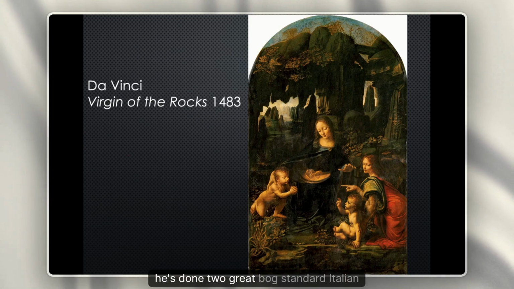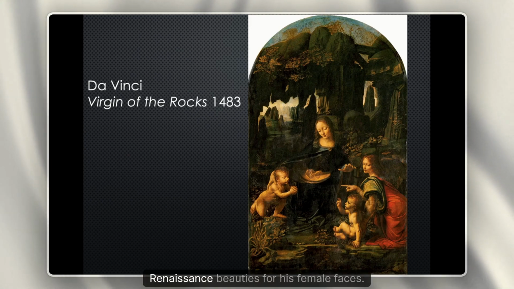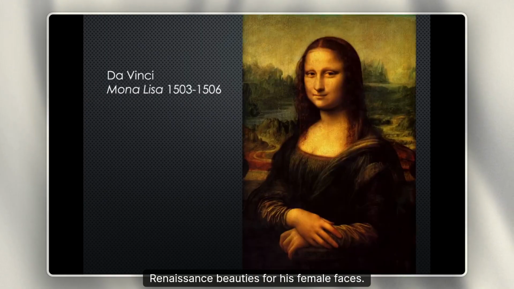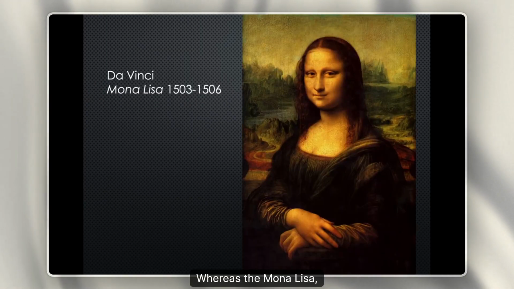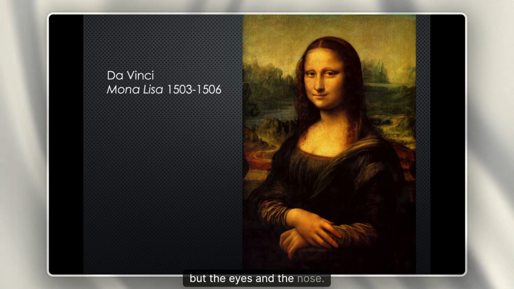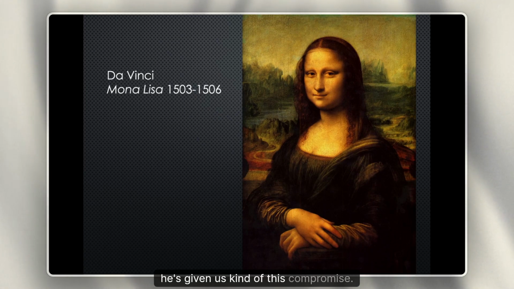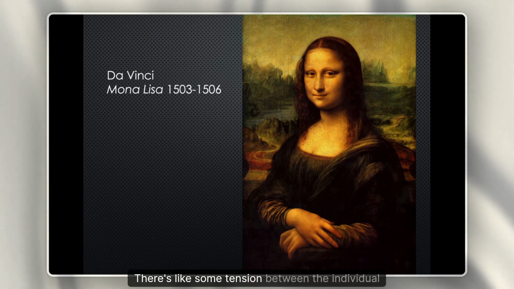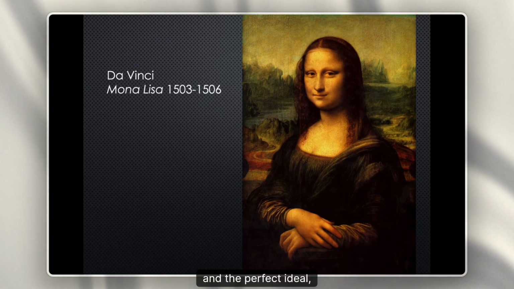He's done two great bog standard Italian Renaissance beauties for his female faces, whereas with the Mona Lisa, we get a slightly different approach to the jaw. She's certainly got the cheekbones, but the eyes and the nose, he's given us kind of this compromise. There's some tension between the individual and the perfect ideal.